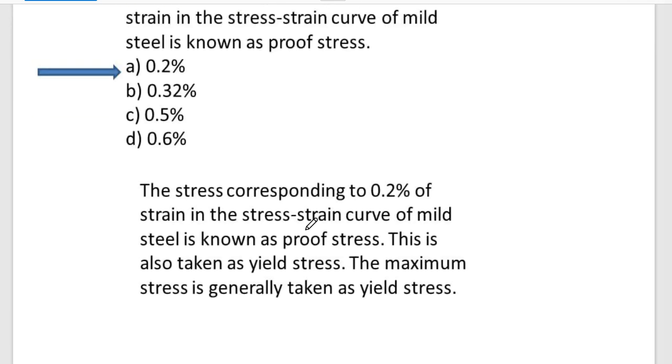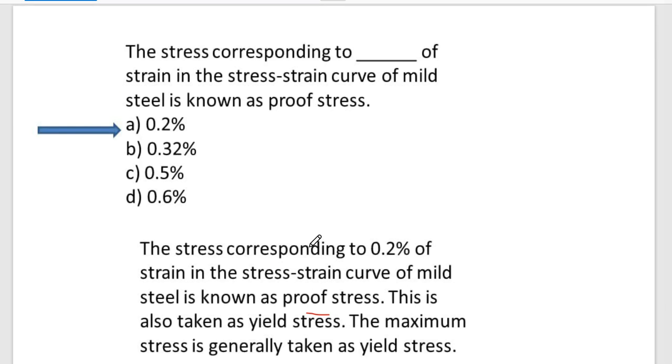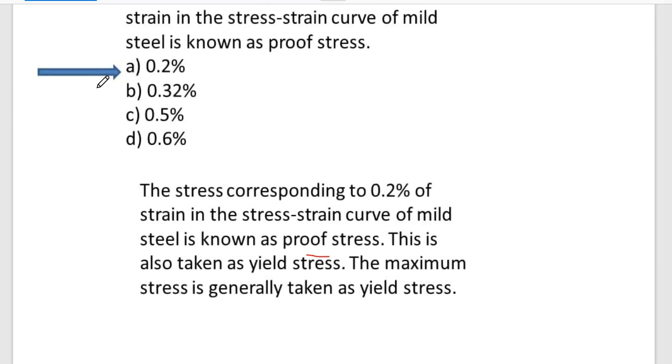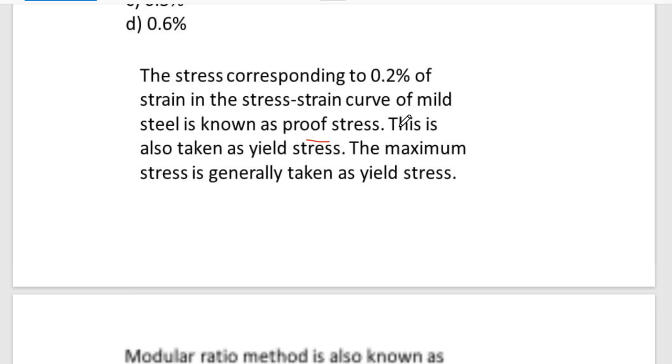The stress which is corresponding to 0.2% of the strain in the stress strain curve of mild steel is known as proof stress. So proof stress is generally 0.2% of the strain, right? So option A will be correct. The maximum stress is generally taken as yield stress and the 0.2% of the strain is nothing but proof stress.